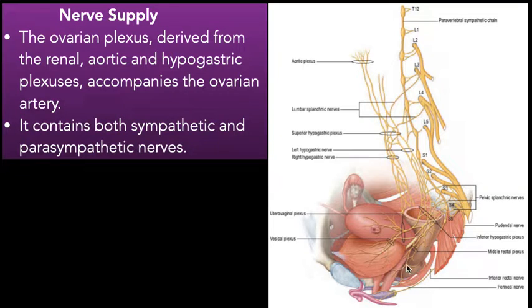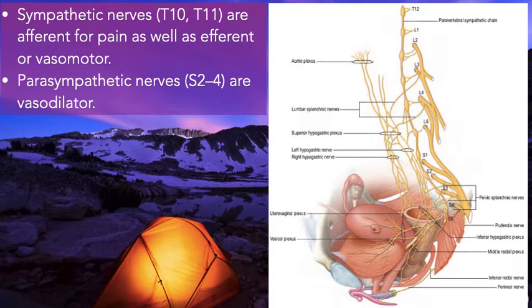The nerve supply. The ovarian plexus, you can see, derived from the renal, aortic and the hypogastric plexuses, accompanies the ovarian artery and contains both sympathetic and parasympathetic nerves. The sympathetic nerves T10 to T11 are afferent for pain as well as efferent for vasomotor, whereas the parasympathetic nerves are vasodilators.